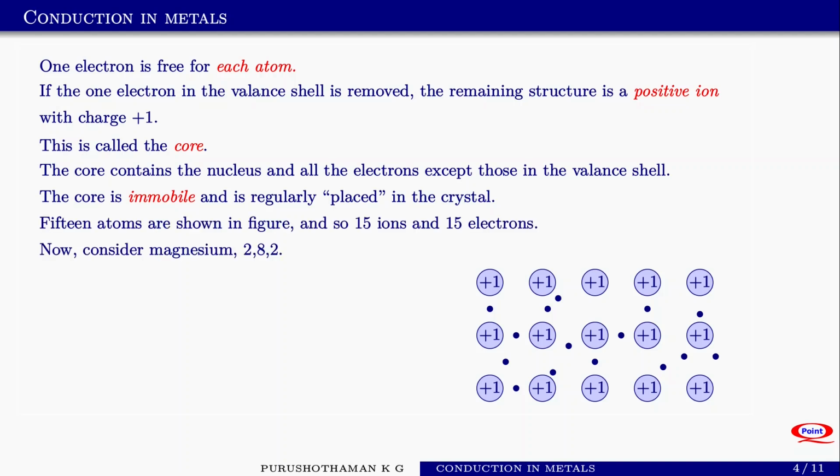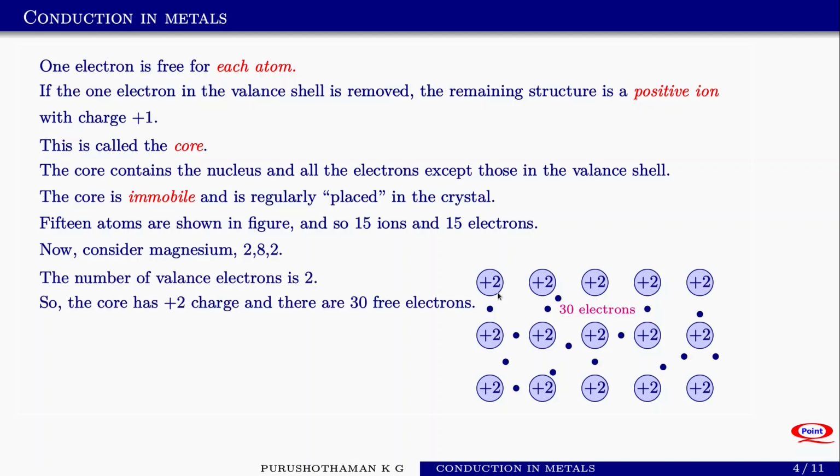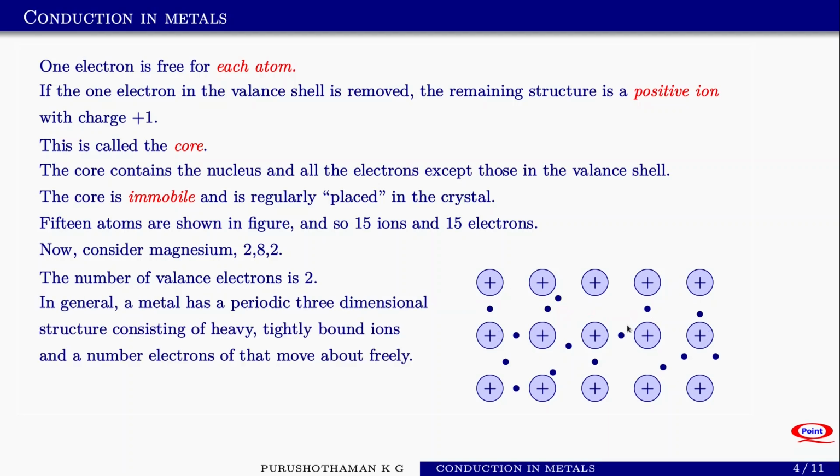Now consider magnesium. The electronic structure is 2, 8, 2. So it contains 2 electrons in the valence shell. So each atom provides 2 electrons and the core will have a plus 2 charge. So there will be a total of 30 electrons here for 15 atoms. In general, a metal has a periodic 3-dimensional structure consisting of tightly bound ions and a number of electrons that move about freely. This theory is known as the electron gas theory of a metal.